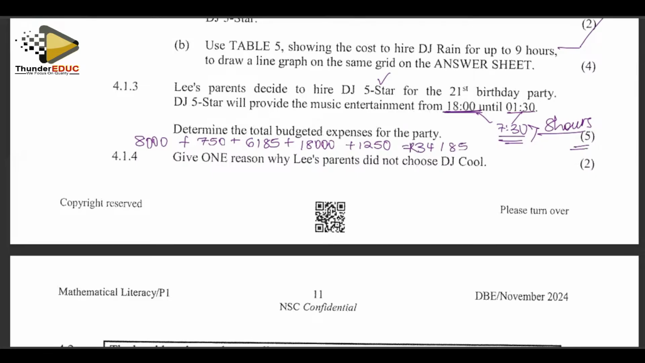It's 5 marks because you had to calculate this money correctly. First, you have to look for the hours of the DJ. You're using 8, yet they're going to spend 7 hours and 30 minutes. Why do we consider 30 minutes? Because they're saying part of the hour counts as well. Give one reason why these parents did not choose DJ Cool.